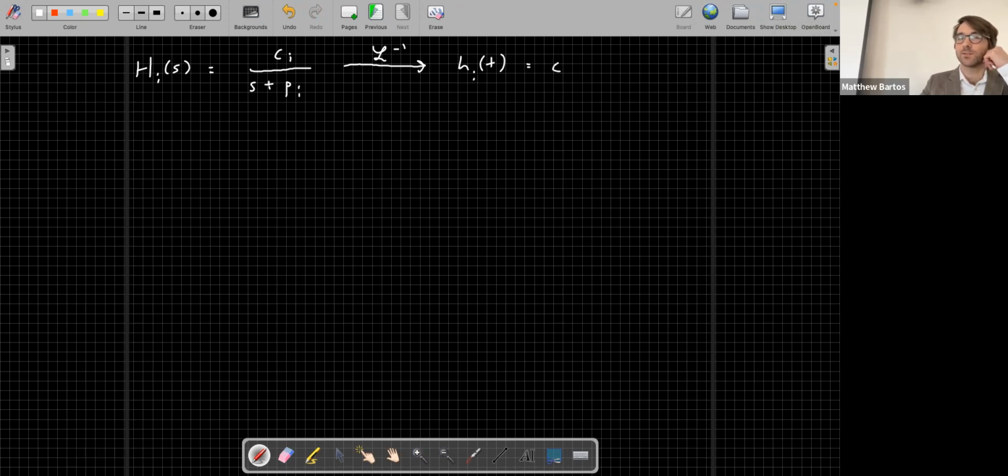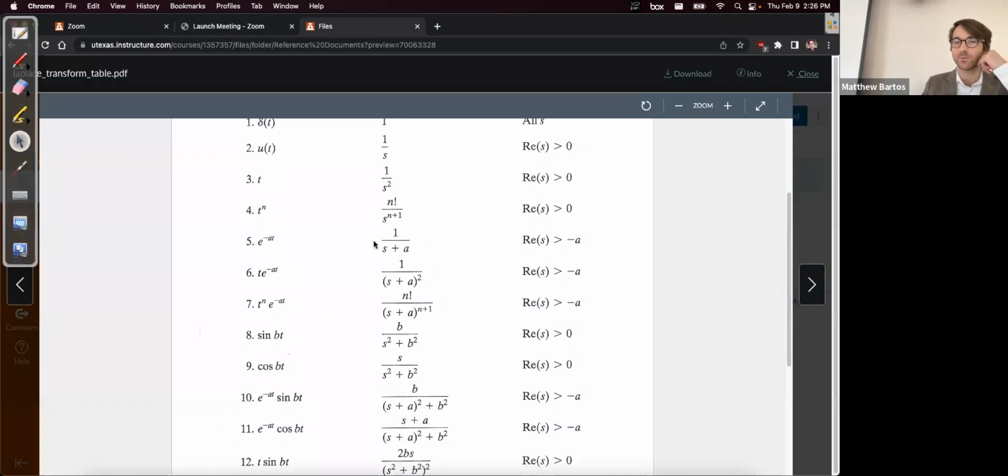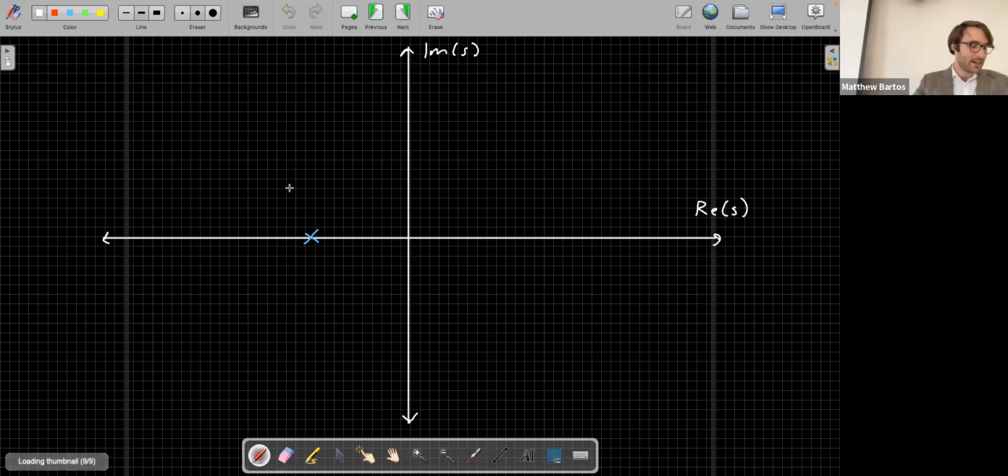Yeah, so this will become C times e to the negative pi t, right? Okay, so we can confirm that if we go back to our table of Laplace transforms. If we have a function of the form 1 over s plus a, it becomes e to the negative a t. Okay, so let's write that out. What does this look like? We have that the response corresponding to that pole looks something like this, right? So it is exponential decay.